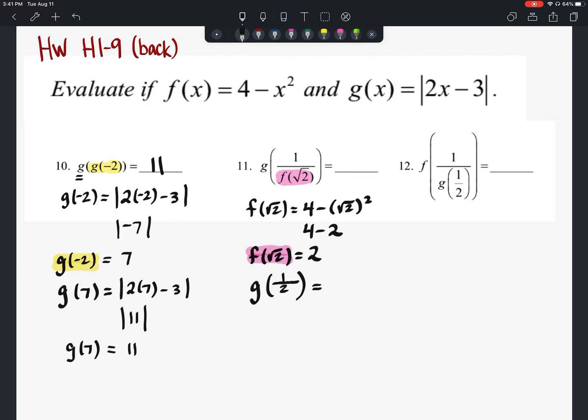And we're going to substitute 1/2 in place for our x in that second expression. So 2 times 1/2 minus 3 inside the absolute values. 2 times 1/2 is 1. 1 minus 3 is going to be negative 2. Remember, still inside those absolute value brackets. So the absolute value of negative 2 is 2. So g of 1/2 is equal to positive 2.